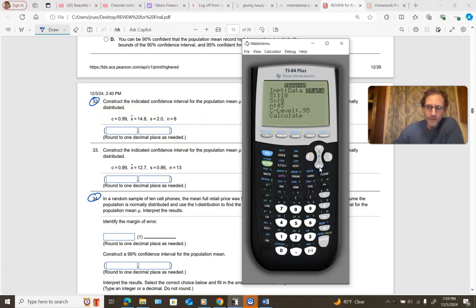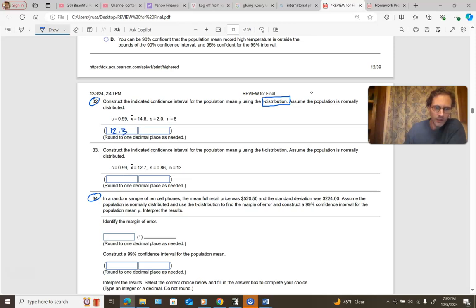So x bar, the sample mean, is 14.8. The sample standard deviation is 2. And then the size of the sample is 8, and we want a 99% confidence interval, okay? So come down here, calculate. And it says round to 1 decimal place, so this would go from 12.3 to 17.3. So 12.3 to 17.3. Okay.